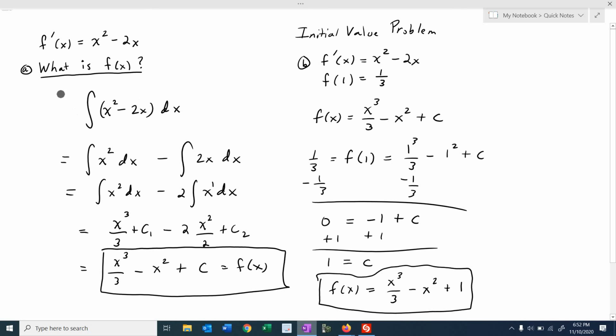So notice the difference between part A and B. In part A, the solution to this differential equation is an entire family of functions that look like this, where c could be any constant. But for an initial value problem, there's only one function that works. So it's not a whole family of functions, right? This is the only function that satisfies this differential equation and this initial value requirement.